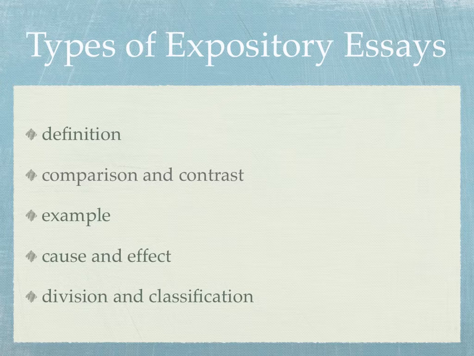You can define a concept or an idea like love with a definition essay. You can compare and contrast with expository essays. You can give examples of a certain type of thing. You can give cause and effect. And you can even give division and classification of certain types of things. Like in a certain type of essay, you might classify different types of pasta. And in a division essay, you might talk about different parts of town. But the most common type of expository essay is one where we just plain explain a concept or tell more about a certain idea.